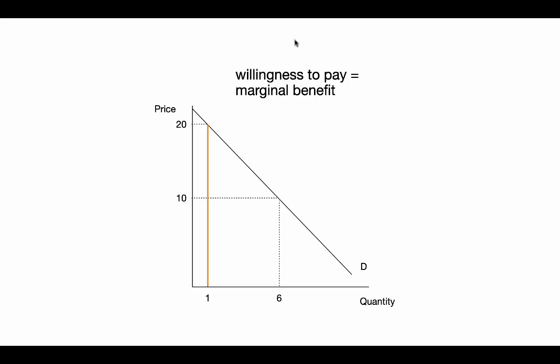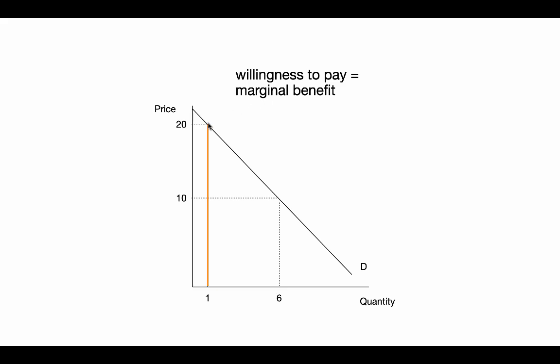So willingness to pay, another way of saying that is the marginal benefit of this good. In other words, the benefit that someone is getting in dollar terms. If you're willing to pay $20 for this first unit, then we would say that's the amount of benefit in dollar terms that you're getting. Now the term marginal is very important because we're going to see this over and over again. This just means the last unit or the additional unit.